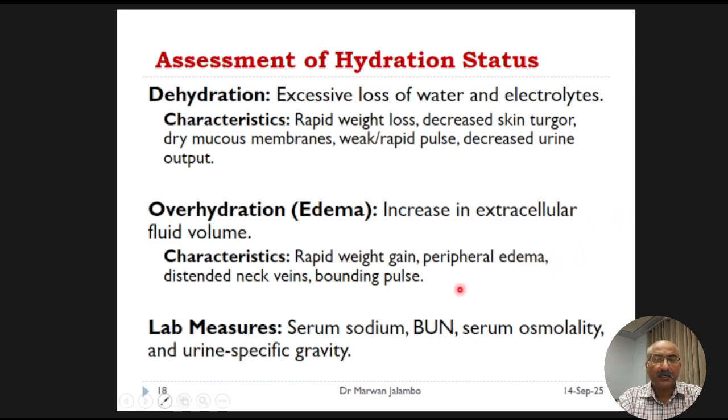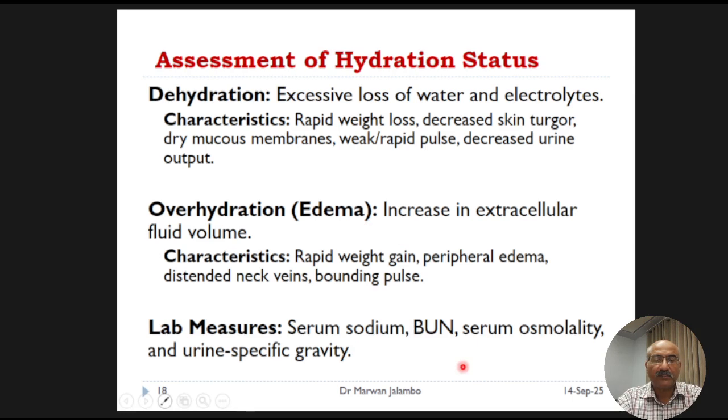Where there is an increase in extracellular fluid, this is characterized by rapid weight gain, visible swelling in the extremities, especially peripheral edema, and distended neck veins. So several lab values, including serum sodium, blood urea nitrogen, and urine specific gravity, can help us to assess hydration, but they must always be interpreted alongside a physical examination.